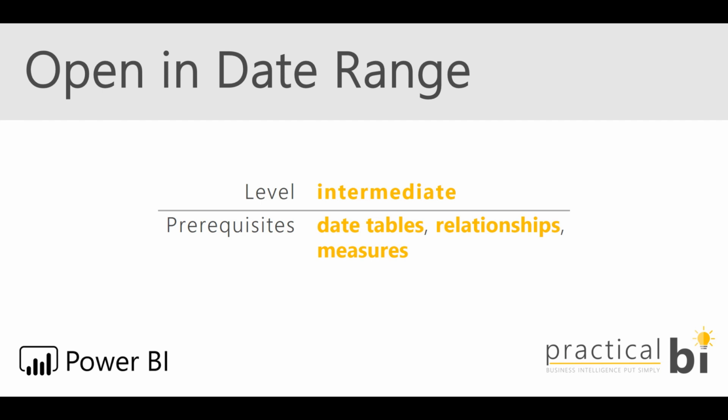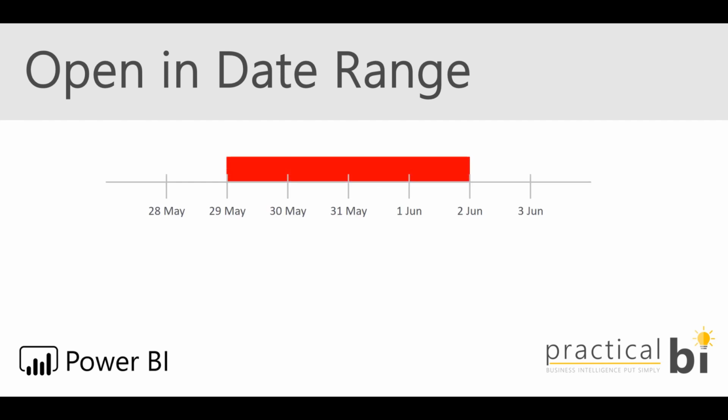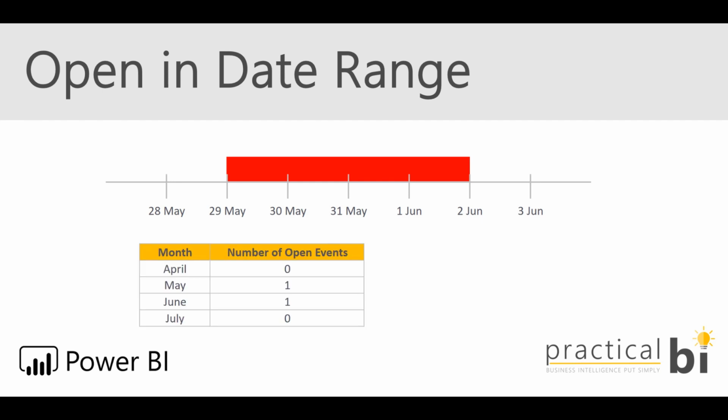So let's just have a look in a bit more detail at what the problem is here with an example. Let's say that we have an event that opens on the 29th of May and closes on the 2nd of June. And our reporting requirement is to show the months that event was open within. So it may not have been open for the whole month. We just want to show the months that the event was open in. So much like our results table here, we'd want to see a 1 in May and a 1 in June to represent that this event was open in May and it was open in June, even though it wasn't open for the whole of those months.